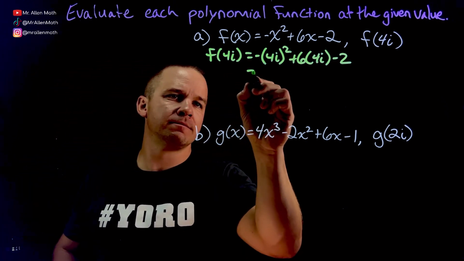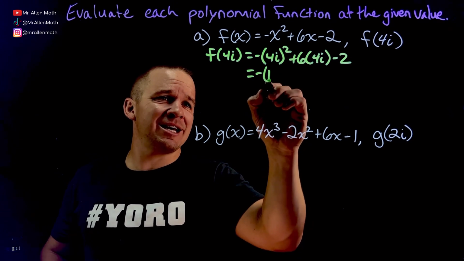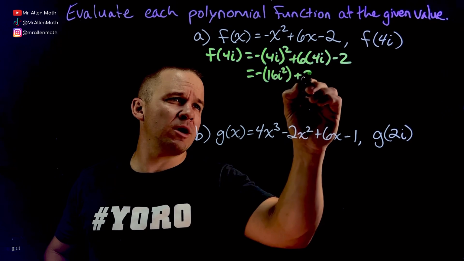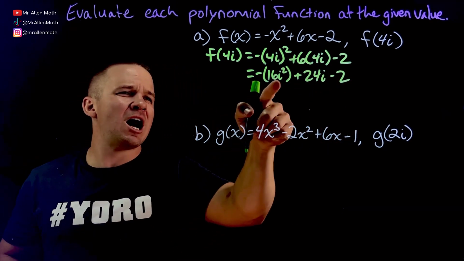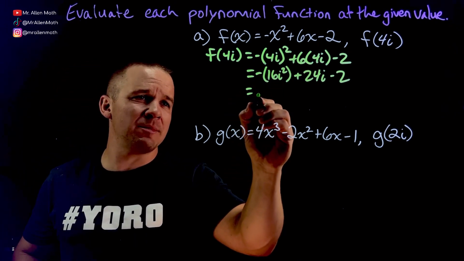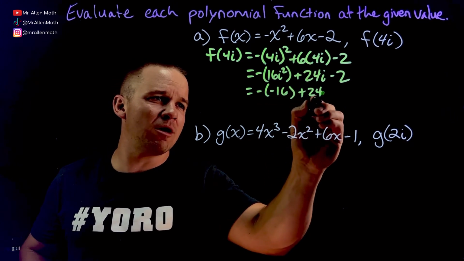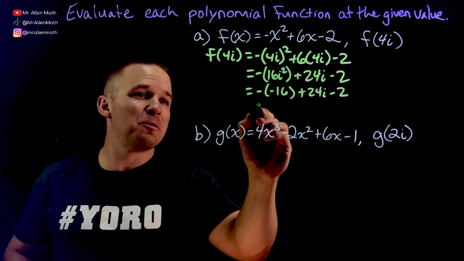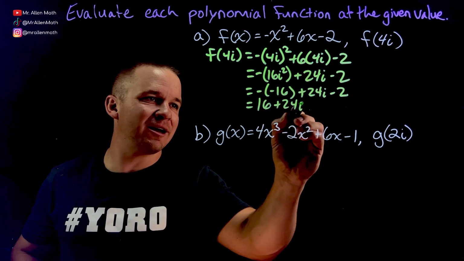Okay, let's continue. 4i squared. So we got negative, and then 16i squared, plus 24i minus 2. I really don't need those parentheses anymore. What's i squared? That's negative 1. So it's going to be negative negative 16. I'll keep the parentheses for now. 24i minus 2. The negative becomes positive, so 16 plus 24i minus 2.